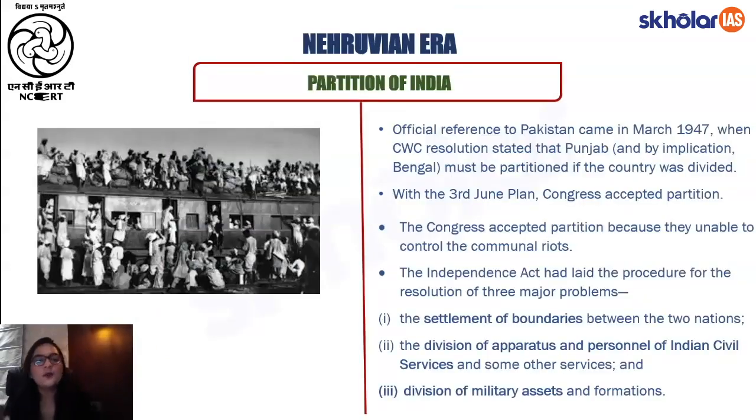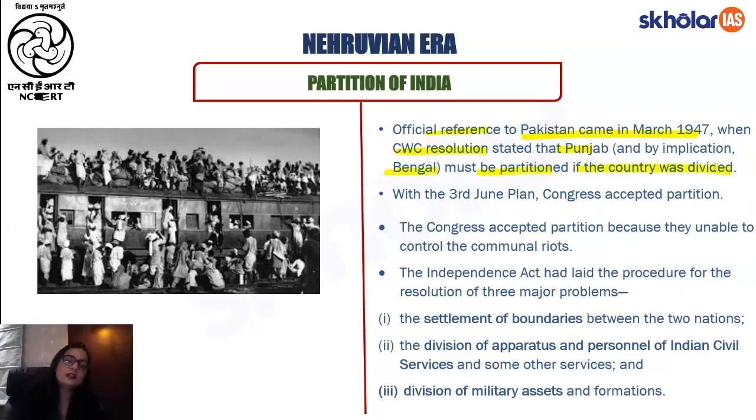Apart from the students, now we are going to talk about a very important key event in the history of our country, that is the Partition of India. Now students, to understand the Partition of India, let's go back in time. So the first official reference to Pakistan came in March 1947 when the Congress Working Committee resolution stated that Punjab and by implication Bengal must be partitioned if the country was divided.